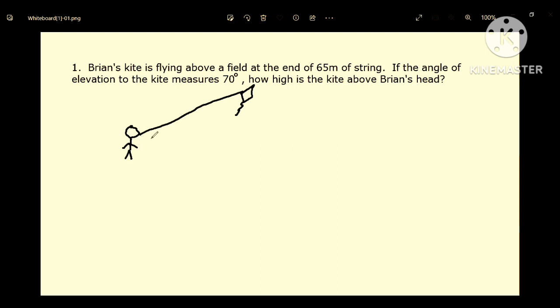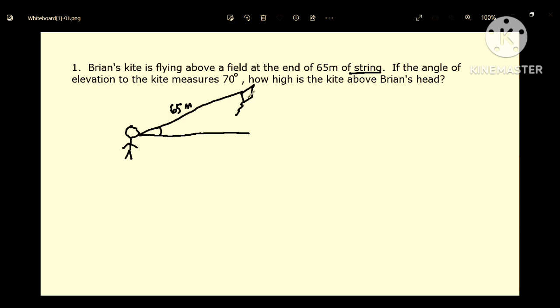Now, the kite is flying above a field at the end of 65 meters of string. String means rope, so this is 65 meters. And the angle of elevation to the kite measures 70 degrees. So we need to draw a horizontal line from the observer. So the angle of elevation is here. Remember, the angle of elevation is always with the horizontal.